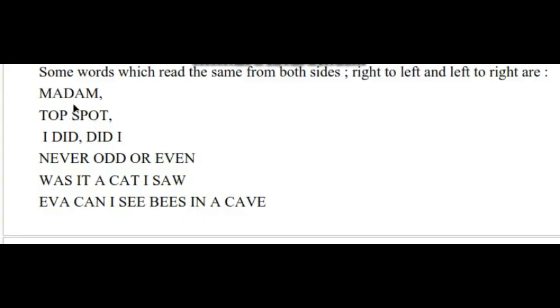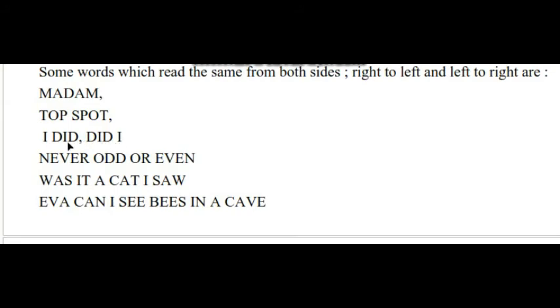Now here are some words which read the same from both sides, right to left and left to right. Madam. From left to right, MADAM. Now right to left, MADAM, madam. Top spot. From left to right, top spot. Now from right to left, TOPSPOT. So top spot. I did I. This also reads the same from both sides.